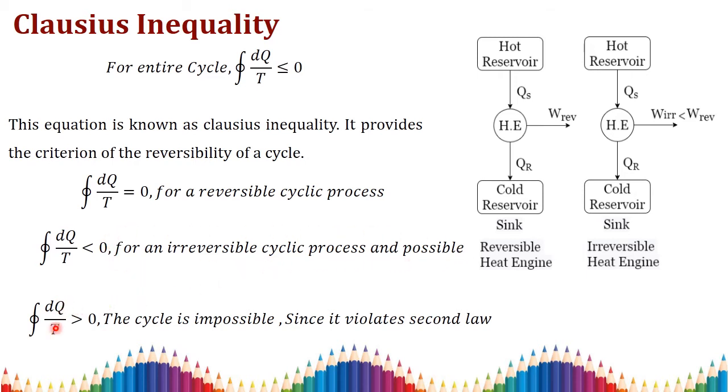When the cyclic integral of dq by T is greater than 0, the cycle is impossible, since it violates the second law. With these three principles, we have to state the condition, and in the problem we have to give a suggestion to the inventor on whether his claim is valid or not. With this basics, we can move on to the problem.